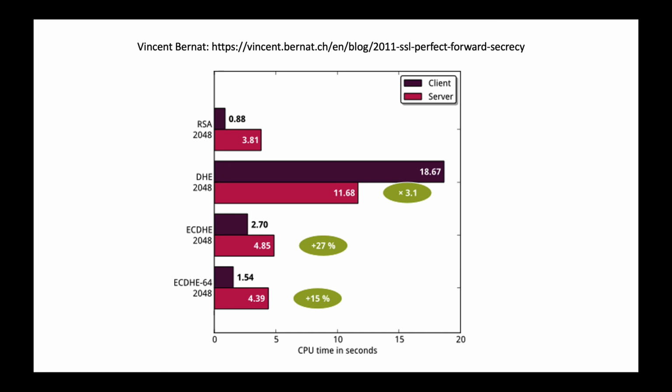And for now, just ignore the last bit of information that has the ECDHE-64. Let's take a look at the first three. So we can see here that the difference between RSA and Diffie-Hellman ephemeral is huge. But on the other hand, when you compare Diffie-Hellman ephemeral with the elliptic curve version, it is much faster.